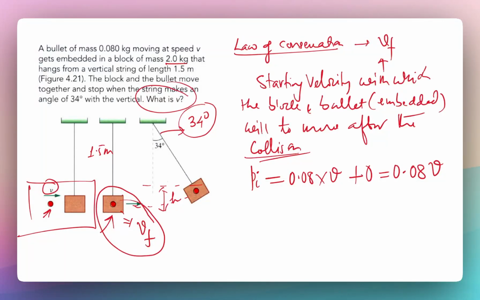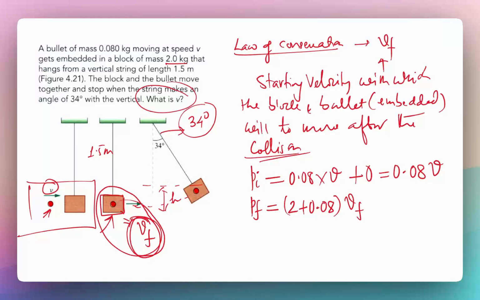And after the bullet gets embedded into the block, the mass is going to be the mass of bullet plus mass of the block, and it is going to start moving with v final. So what is my final momentum of the system after the collision? It is the mass of the block, which is 2 kgs, plus the mass of the bullet, which is 0.08 kgs, and it is going to move with v final.